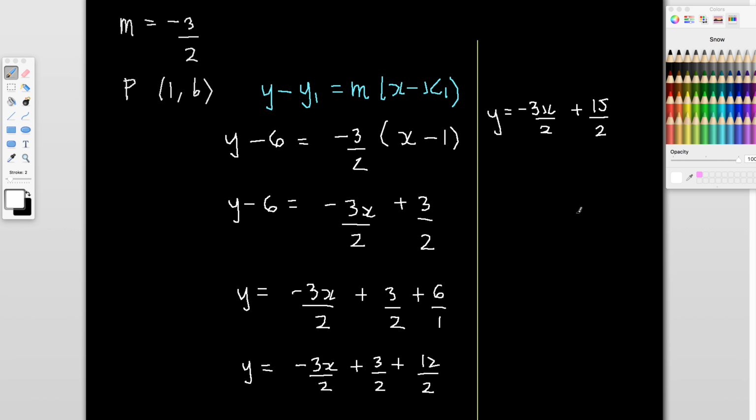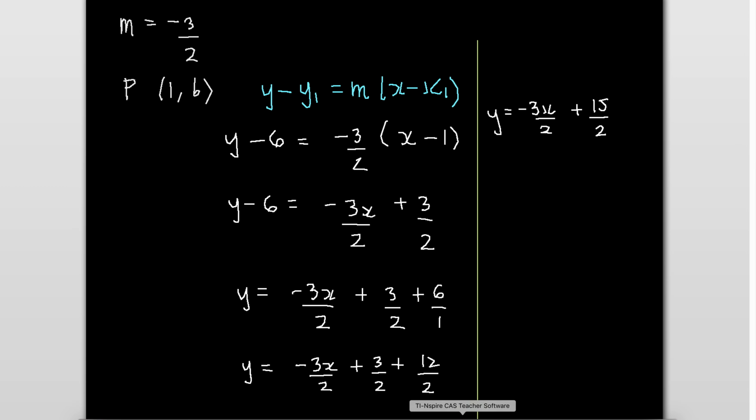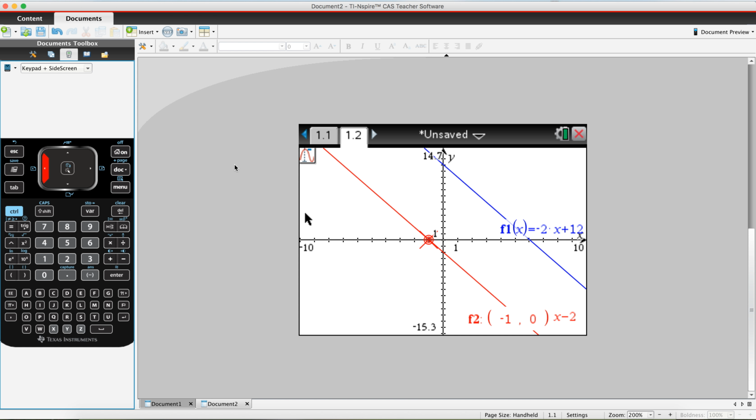Now, of course, what you can do is you can use your calculator to plot these. You can plot these two graphs like I did before, and you can check that they're perpendicular. Of course, you're not going to be able to see the actual angle is perpendicular, or that it is 90 degrees, but you can sort of see the line at least.